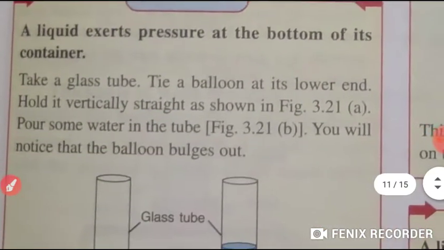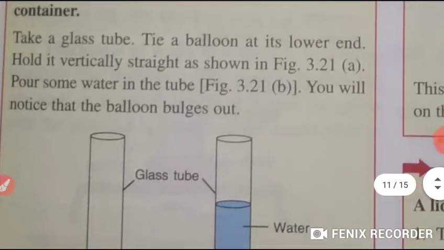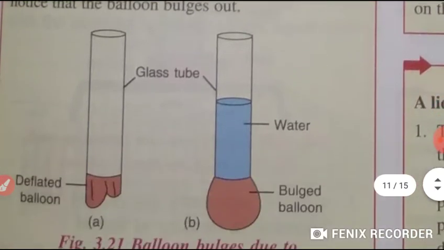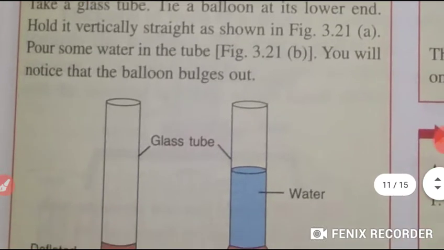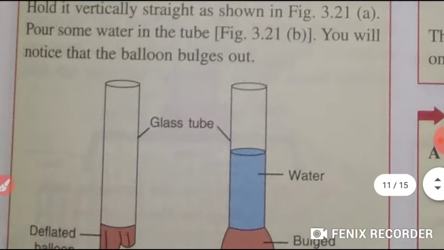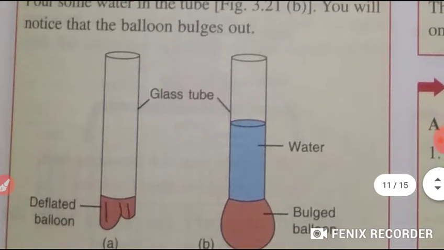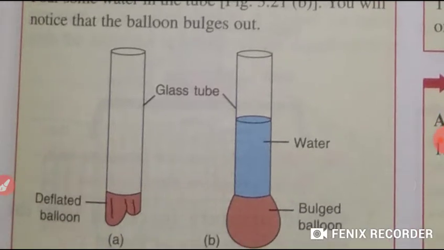This is one activity, students. Take a glass tube like this. Tie a balloon at its lower end, and hold it vertically straight. Now you have to pour some water in that. You will notice that the balloon bulges out. Right here, the bulged balloon. What is the conclusion?